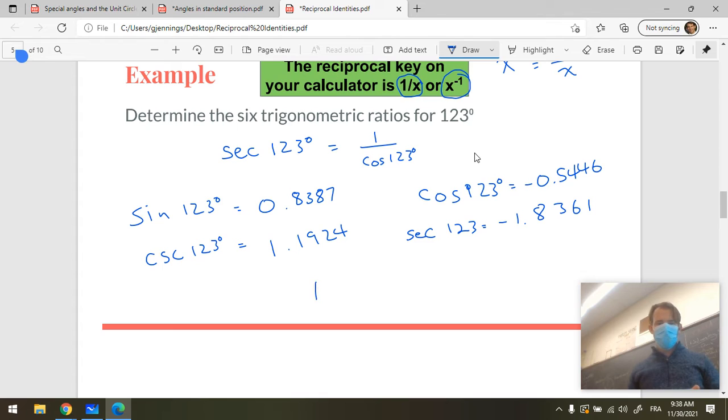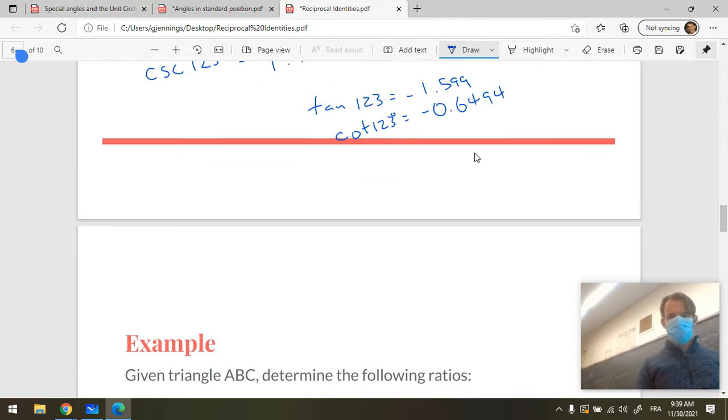Okay. And then tangent of 123, punch it on calculator, gives me negative 1.599. Yeah, we're getting calculators tuned up, so if you're not getting this, I'll visit you after, and we'll make sure we set up your calculator correctly. And then the cotan, I just flip it, use my flip button, and that's negative 0.6. And cotan is written COT, cotangent of 123 degrees, equals negative 0.6494.